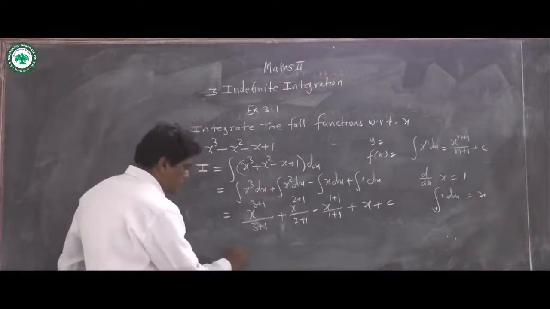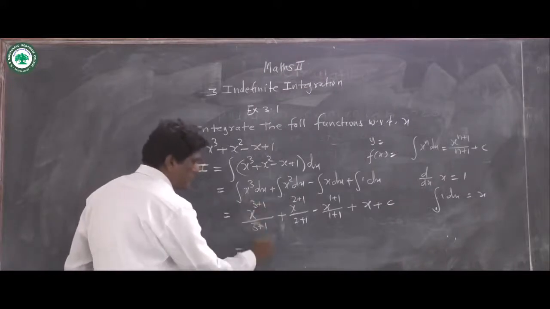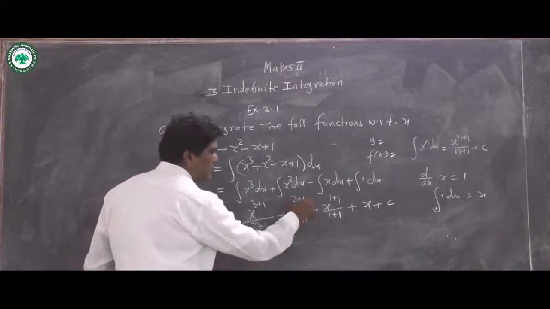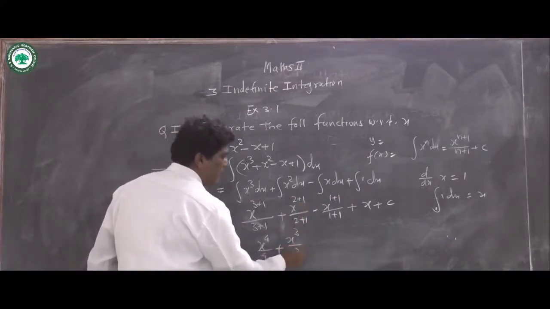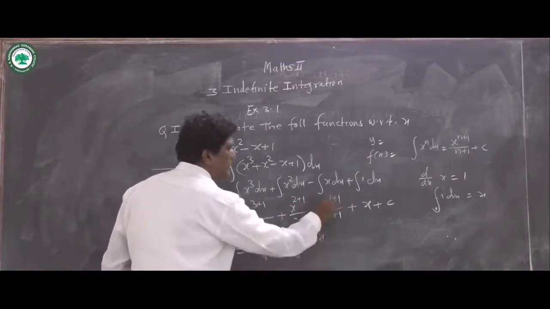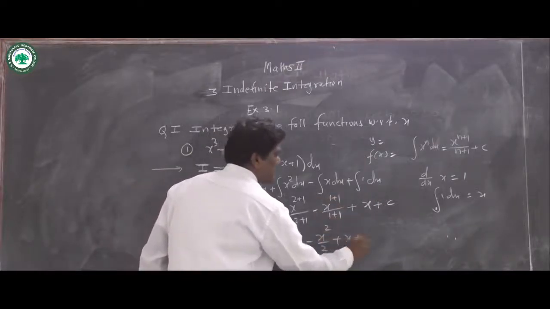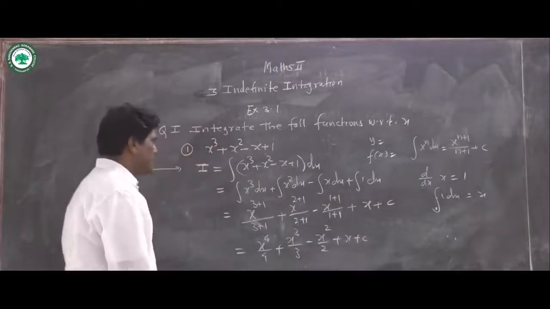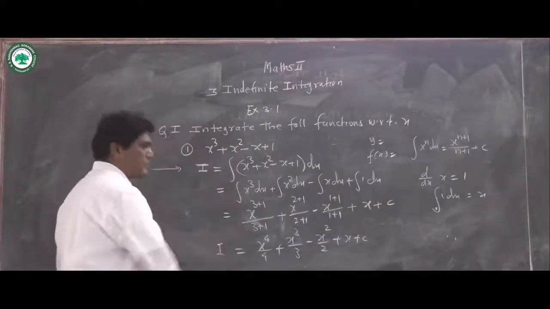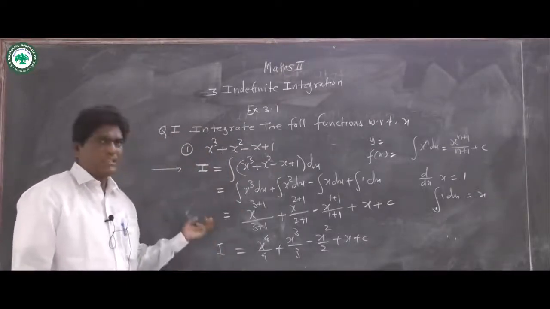So the final solution is x to the power 3 plus 1, 4 upon 4, plus x to the power 2 plus 1, 3 upon 3, minus x to the power 1 plus 1, 2 upon 2, plus x plus constant of integration. This is the solution of the first problem. Take a screenshot and then write it down.